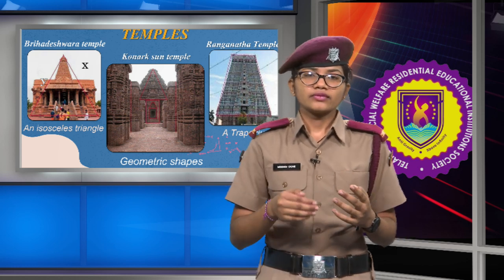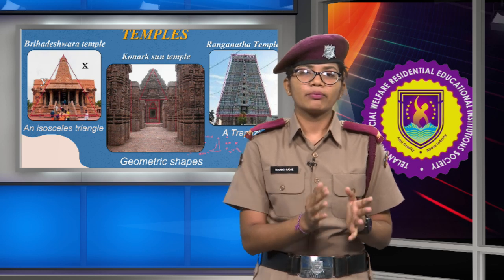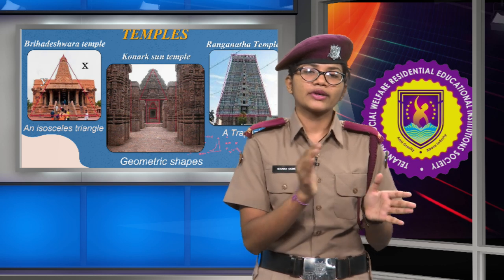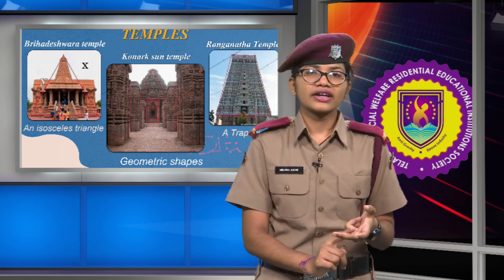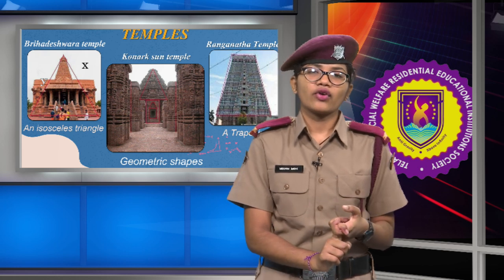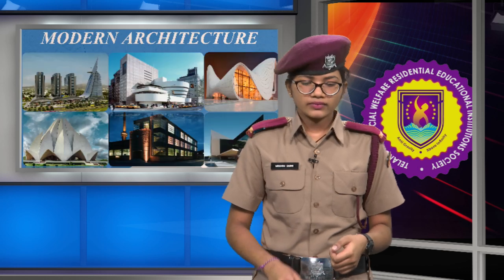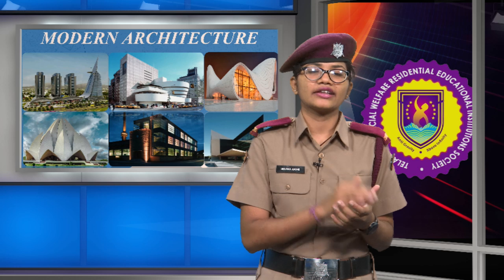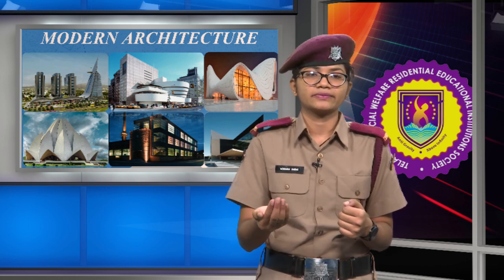So in Indian architecture, the temples were influenced by some principles like geometry, fractal geometry, recursion and tessellations formed in a loop, etc. Now, let's see in detail how modern architecture works and what the basic principles behind modern architecture are.